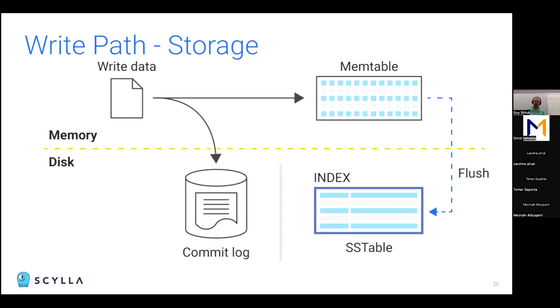Okay, so I mentioned the SS tables are immutable, they're written to disk, and once we have a number of SS tables on disk, these are merged. This happens in the background as a background process, and the SS tables are merged into one SS table.